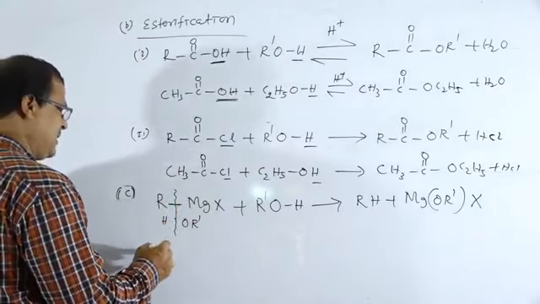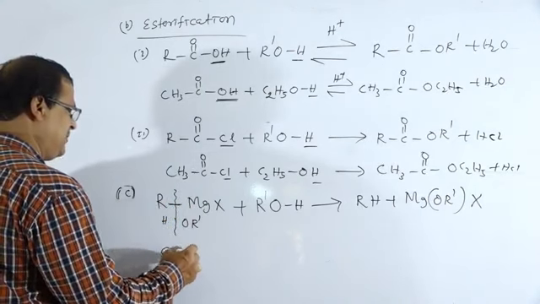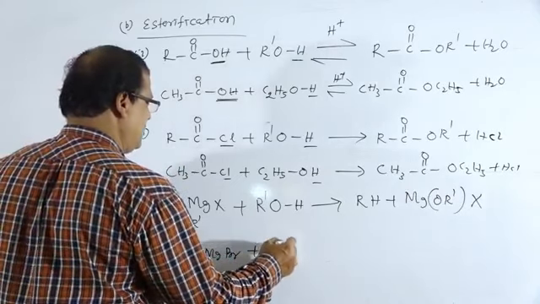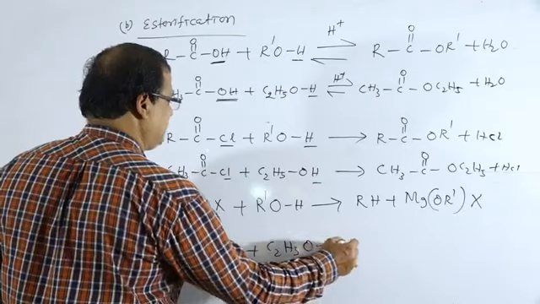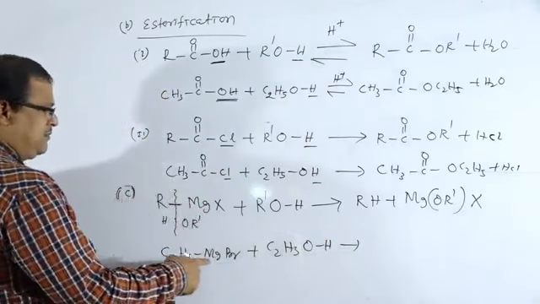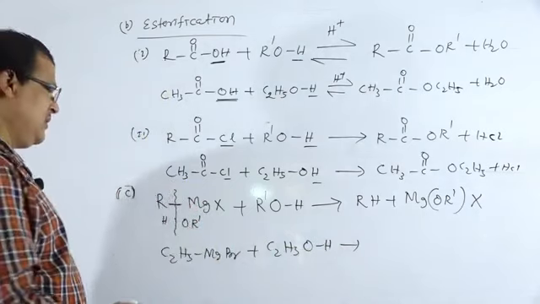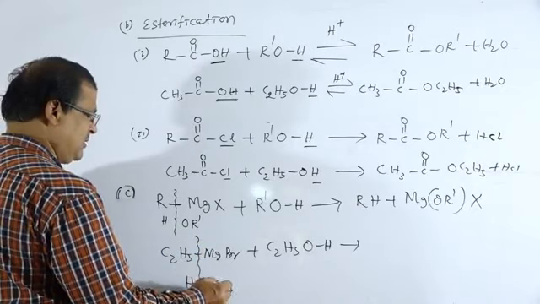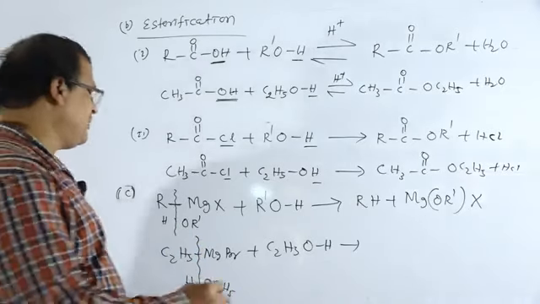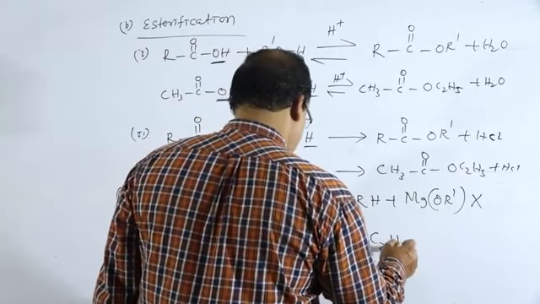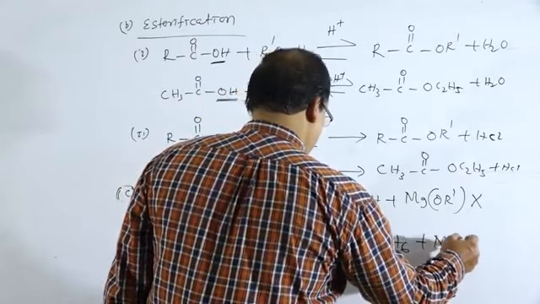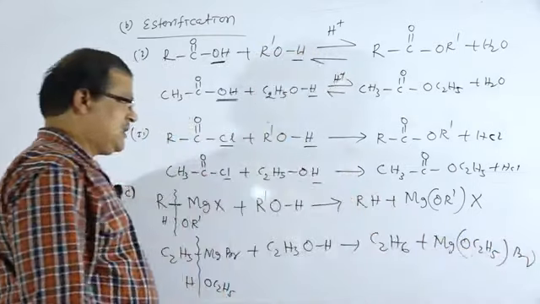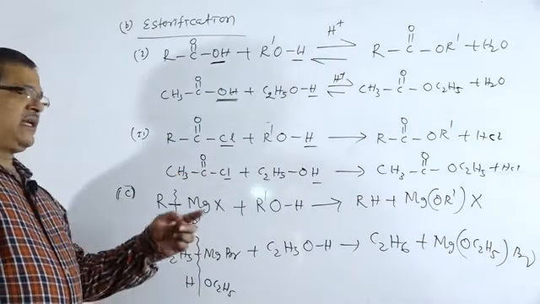For example, C2H5MgBr treated with ethyl alcohol, C2H5OH. So this bond will break. What will happen to that product? C2H6 plus Mg(OC2H5)Br. So this is the product, and an alkane is produced.